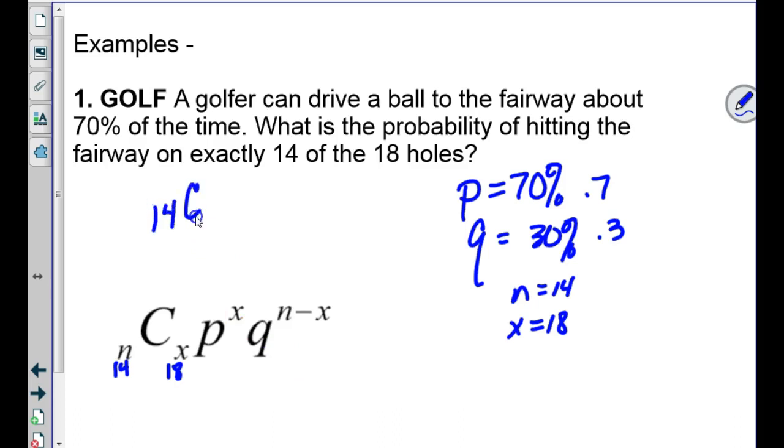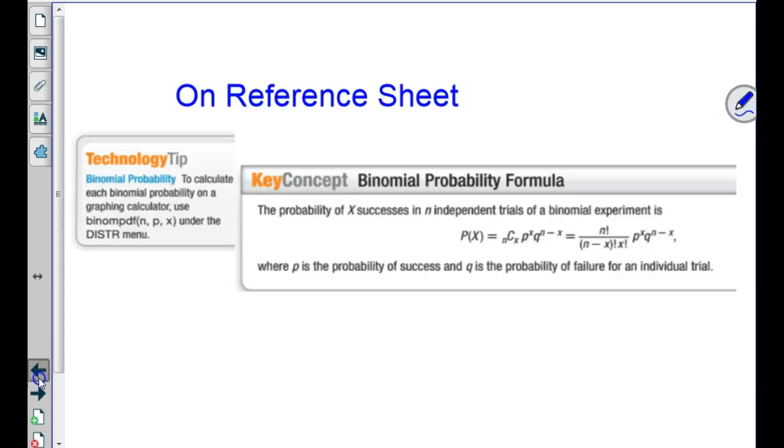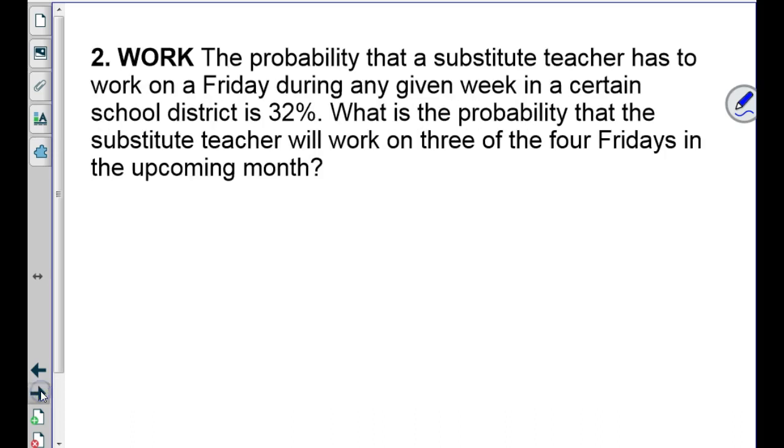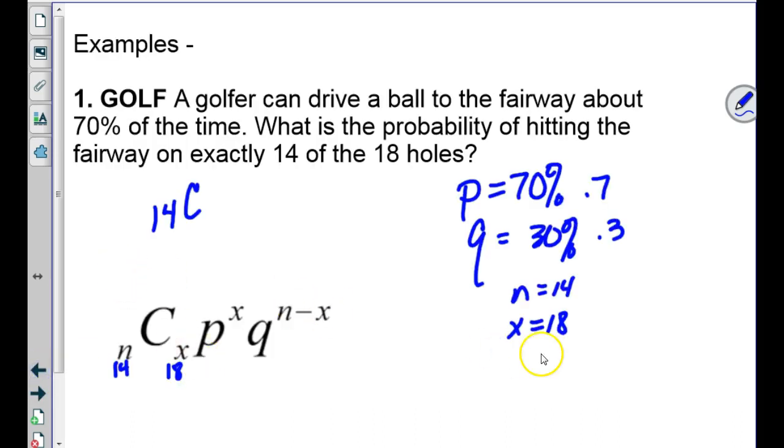Pretty sure I have that backwards. Let's go back and look at what those stand for. N is number of trials. Yep. It doesn't work on the calculator unless you put a bigger number in first. So sorry, I totally wrote those backwards. Good thing I'm videoing, huh? The number of trials is 18. The number of successes is 14.